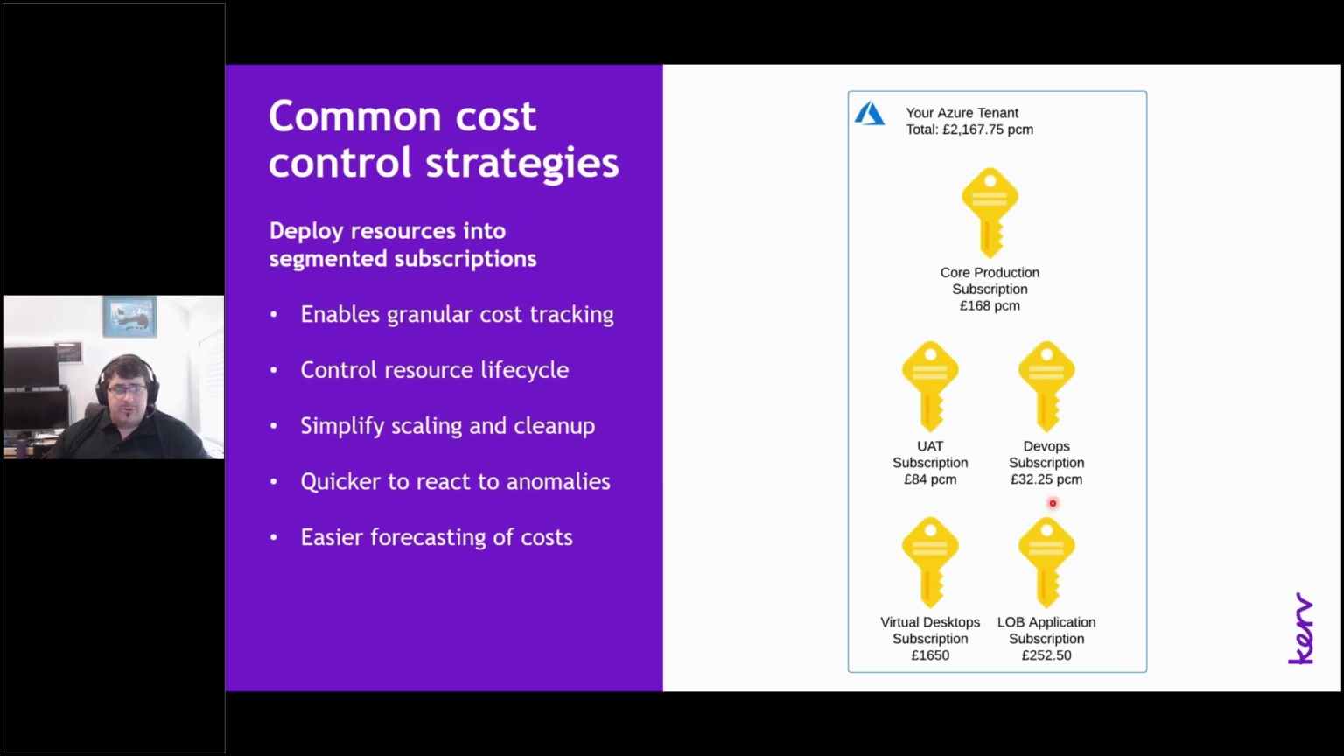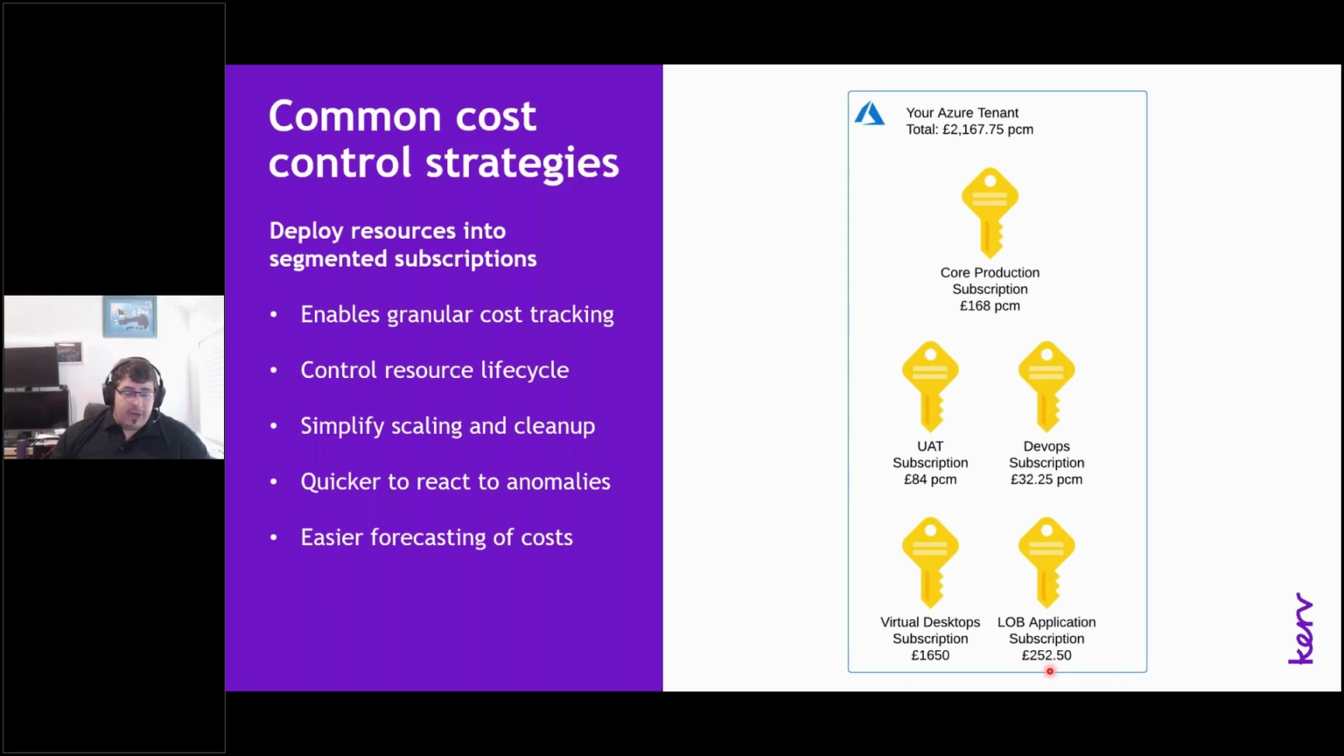Another common cost control strategy, and this helps with the reporting and management, is breaking up resources into multiple different subscriptions. So in this example, we have your core production environment costs us £168 a month. UAT and DevOps costs £84 and £32 a month. The virtual desktop subscription is quite bloated, £1,650 a month. And then finally, our line of business application, it costs us £252 a month.